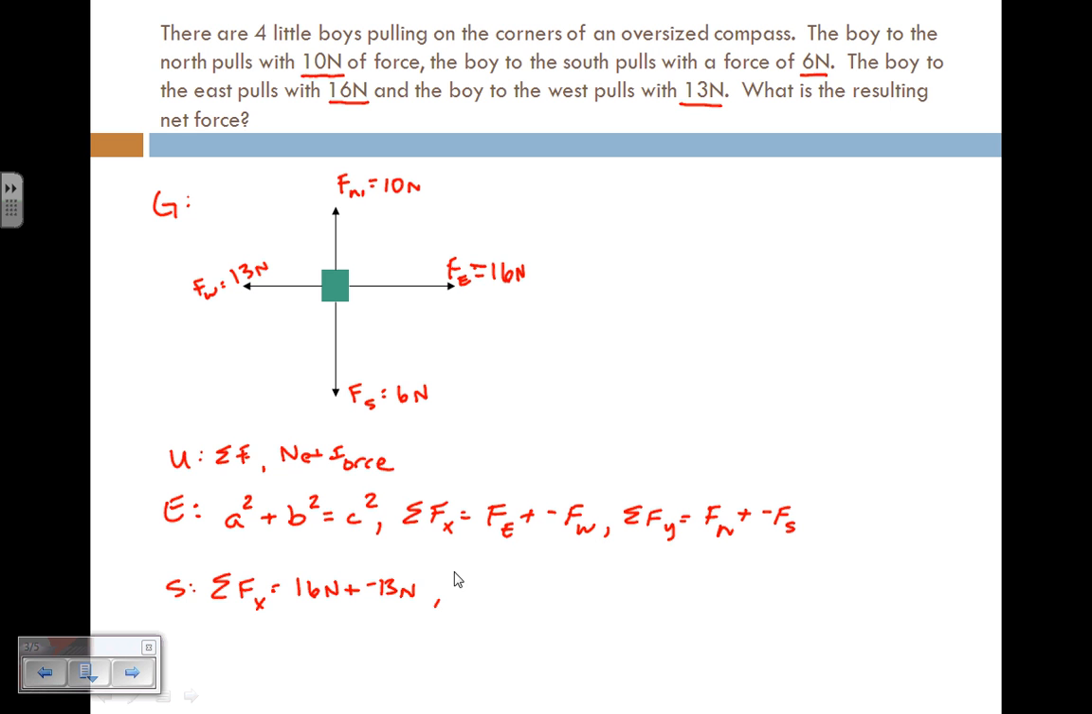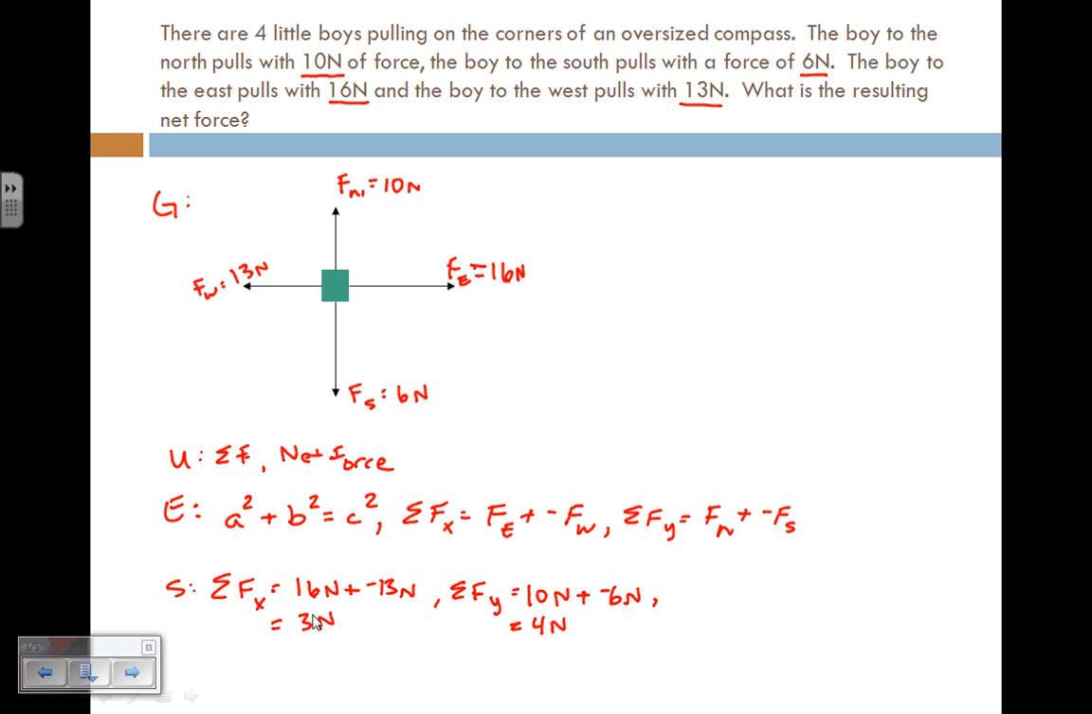And then in the equation for the sum of all forces in the y, when we substitute that in, it is equal to the northern force of 10 plus the negative southern force, 6 newtons. Now, to finish up with the Pythagorean theorem, we have to calculate these two. 16 newtons plus a negative 13 newtons is equal to positive 3 newtons. And for the sum of all forces in the y, 10 newtons plus a negative 6 is 4 newtons.